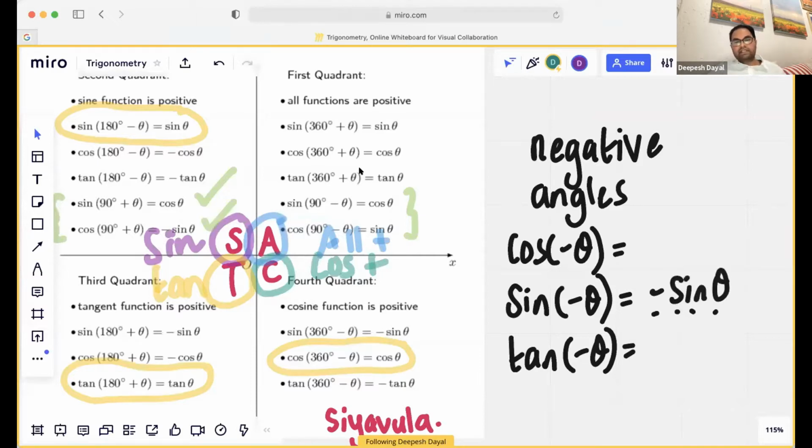If you forget, you just take your calculator and plug in sine minus 60 or any acute angle, and you'll see it will give you a negative value. Cos will give you a positive value, and tan also a negative value. So we get positives and negatives based on the identity. If it's cos, it will be positive. If it's sine, it will be negative, and tan will be negative as well. So it's very important to remember the negative angles also.